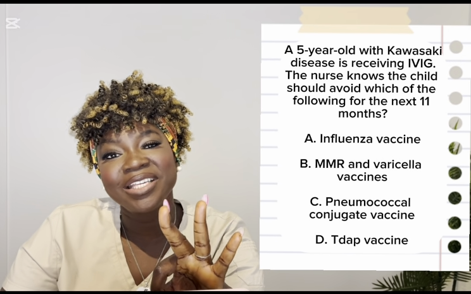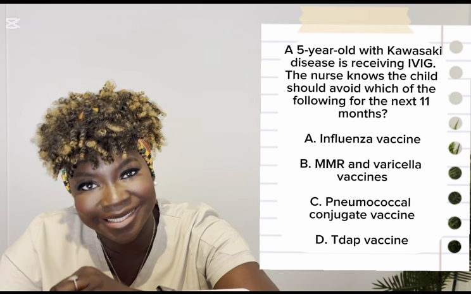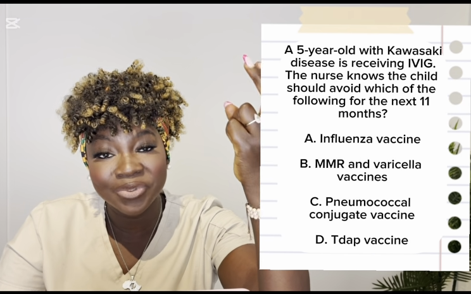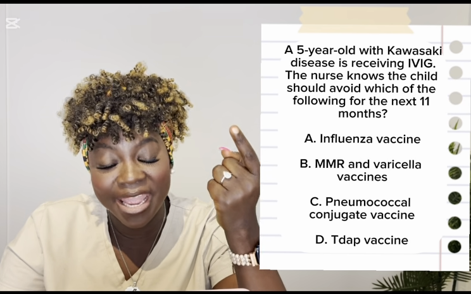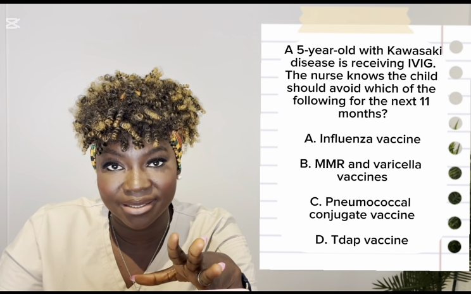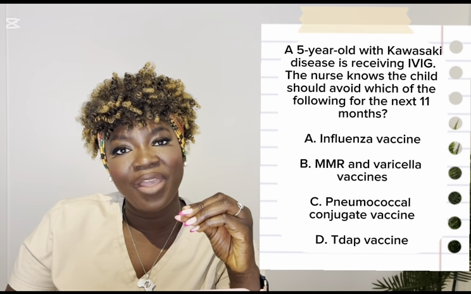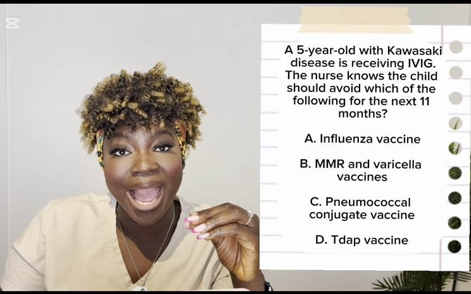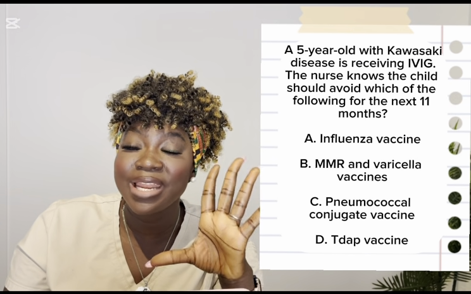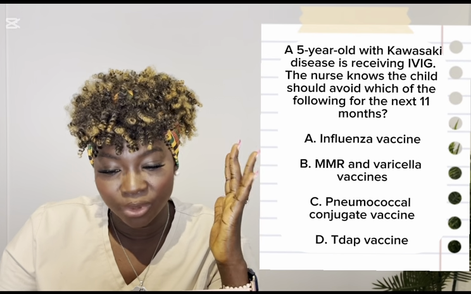A child that has received IVIG should not take live vaccine. An example of live vaccines are measles, mumps, and rubella. This is MMR and varicella vaccine. They shouldn't take live vaccine. And you know why? Because IVIG may affect the way their body reacts to the vaccine, and it may make the vaccine less effective. So that's why they'll say for 11 months after administering IVIG, no live vaccine. Okay, so that makes our answer B.